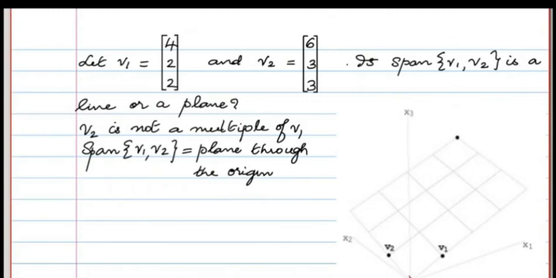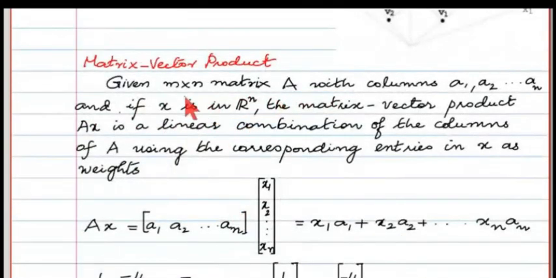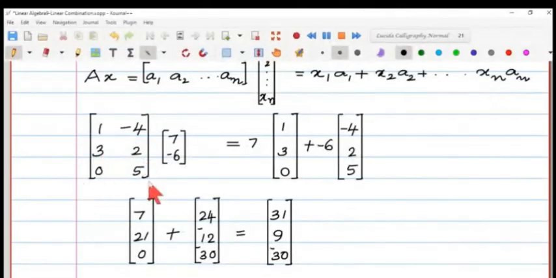That's the main point. Matrix vector product: given an m by n matrix A with columns a1, a2, etc., an, and if x is in Rn, the matrix vector product Ax is the linear combination of the columns of A using the corresponding entries in x as weights. So Ax can be represented with a1, a2, etc., an as the columns, and the weights x1, x2, etc., xn. So this can be represented as x1 a1 plus x2 a2 plus etc., xn an. For example, the matrix with rows (1, -4), (3, 2), (0, 5) times the vector (7, -6) will give 7 into the first column (1, 3, 0) plus -6 into the second column. The number of columns in this matrix will be equal to the number of rows in this vector.